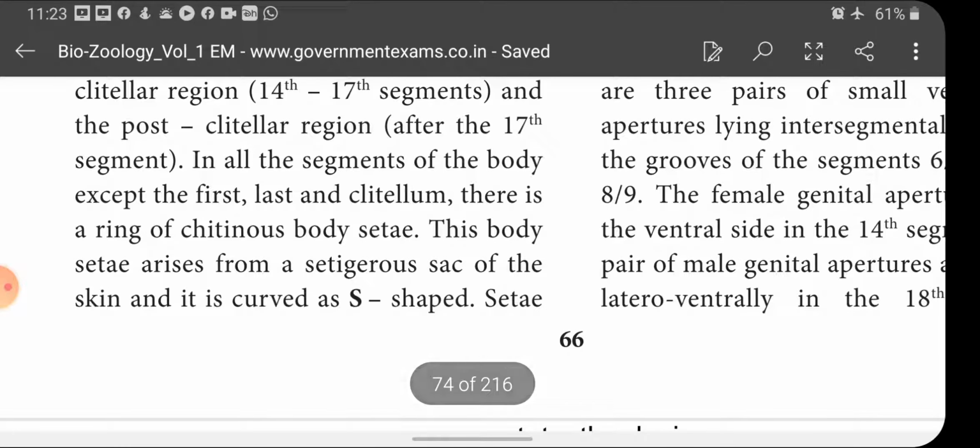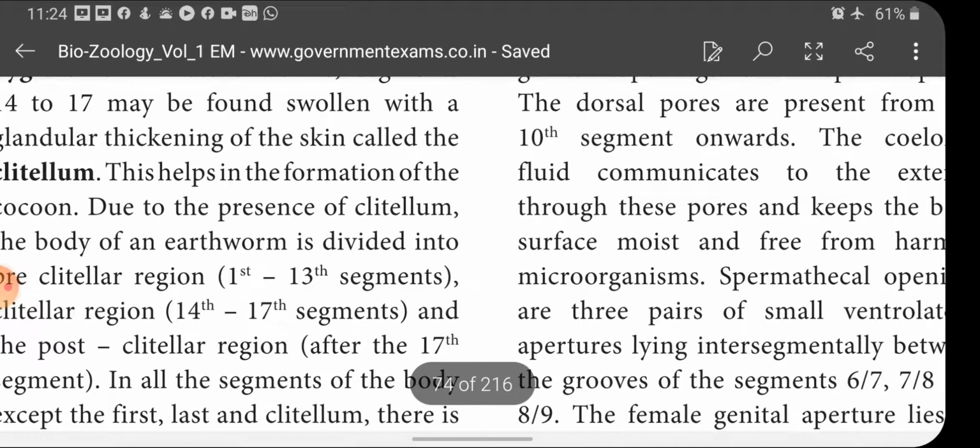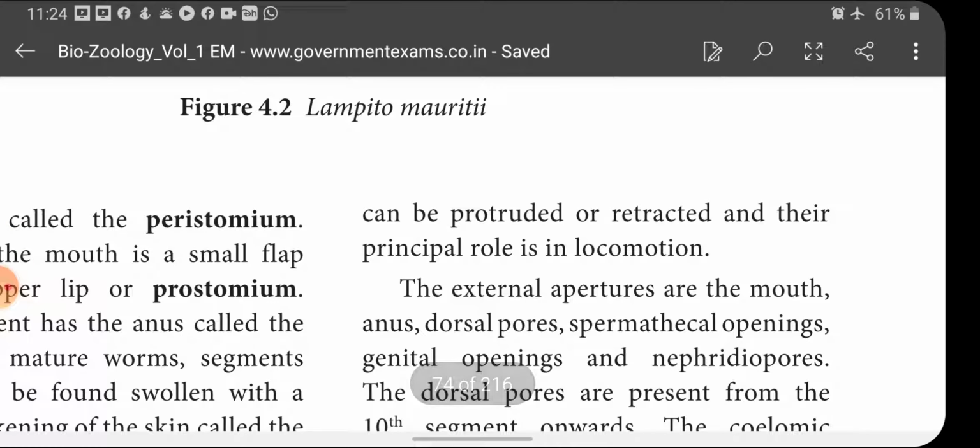In all the segments of the body except the first, last and clitellum, there is a ring of chitinous body setae. This body setae arises from setigerous sacs of the skin and it is curved as S-shaped. Okay. So, in all the segments of earthworm except first segment, last segment and clitellar segment, that is first, last, 14 to 17 segment, all other segments have a ring of chitinous setae, which arise from the setigerous sacs present in the skin and form a curved or S-shaped structure, and setae can be protruded or retracted, and their principal role is in locomotion.